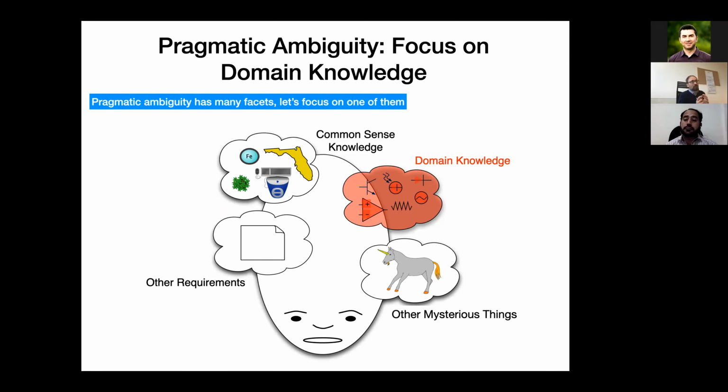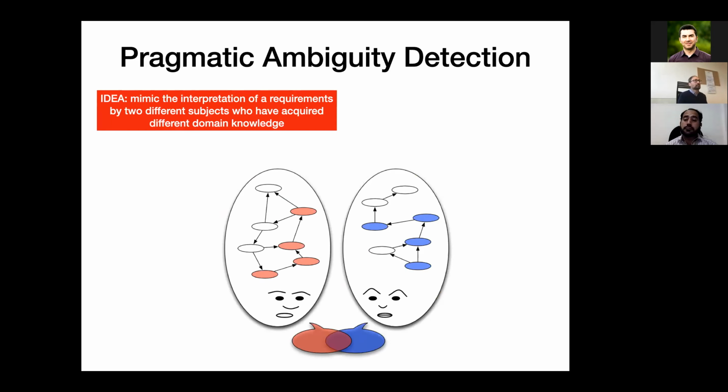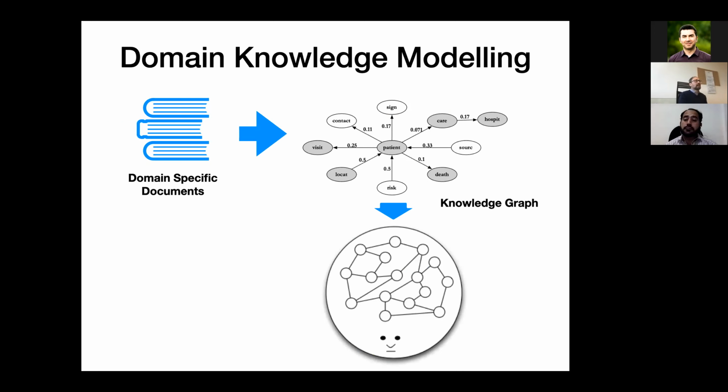I wanted to study this problem, but there are so many facets in pragmatic ambiguity. Let's focus on just one facet, that is domain knowledge, like the case that I was showing before. And the idea that came to my mind was to mimic the interpretation of a requirement by two different subjects who have acquired different domain knowledge. How did I mimic that? I take some domain-specific documents, I build a knowledge graph that somehow represents the knowledge of a certain subject, and then I want to simulate the interpretation of a requirement as a graph traversal, so as a path through this graph.